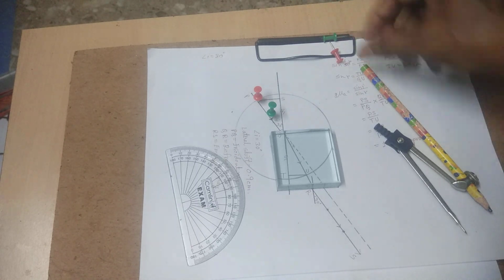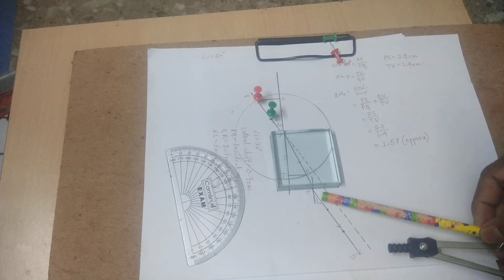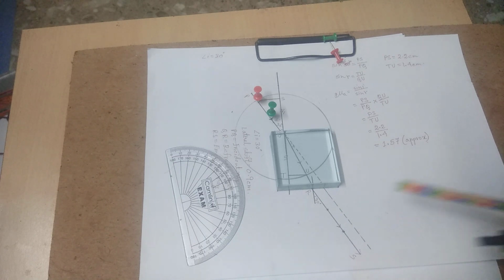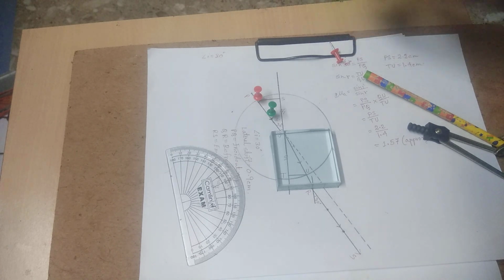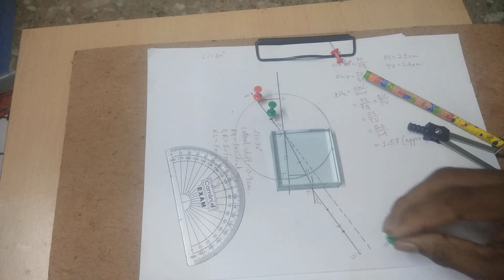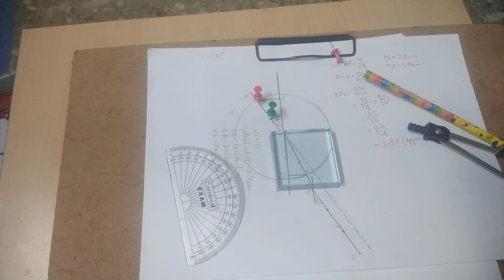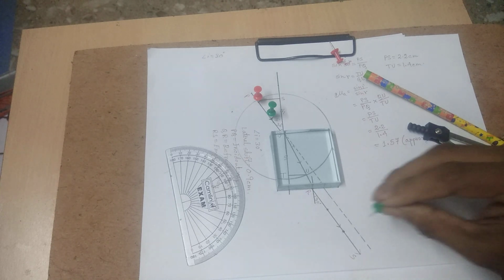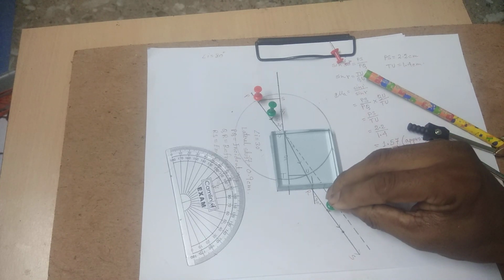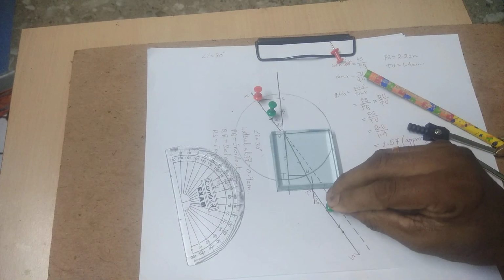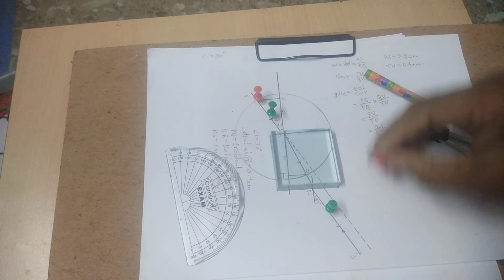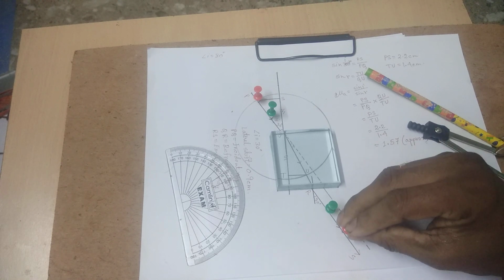Now, you have to look through this refracting surface in such a way that if you put two pins here, all four pins lie in a straight line. Let us put two pins here, closing one eye and seeing that all the pins are in a straight line. Let us put first one green pin and another red pin.